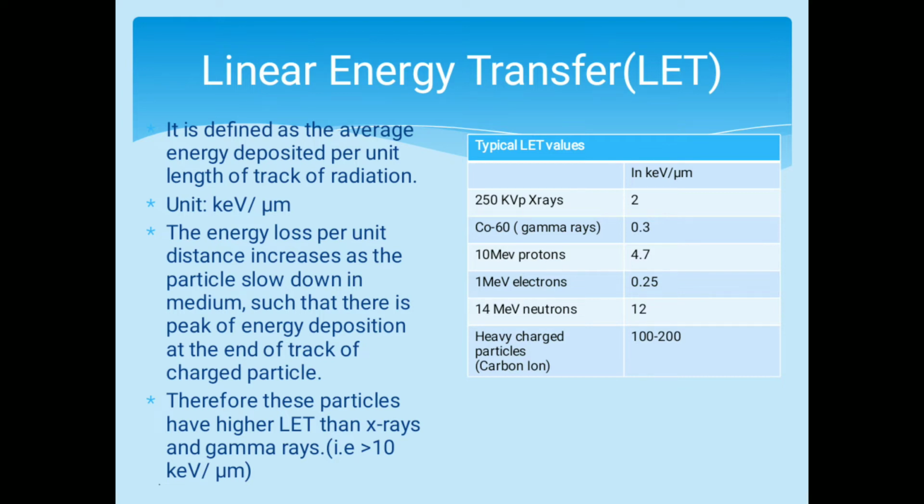Linear energy transfer. It is defined as the average energy deposited per unit length of track of radiation, having unit of kilo electron volt per micrometer. The energy loss per unit distance increases as the particles slow down in the medium, such that there is a peak of energy deposition at the end of track of a charged particle. Therefore, these particles have higher LET than X-rays and gamma rays, that is greater than 10 kilo electron volt per micrometer.